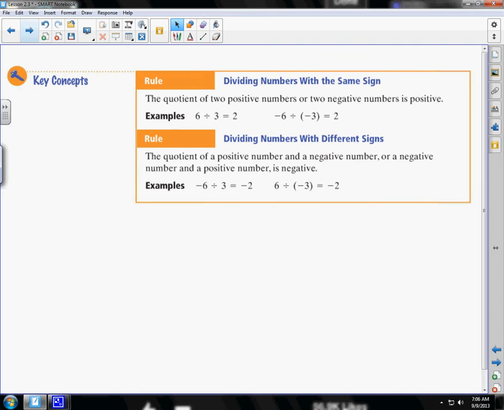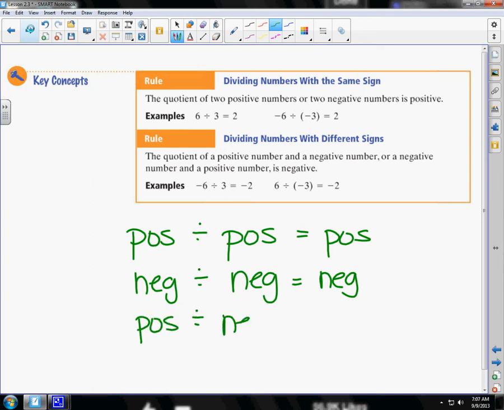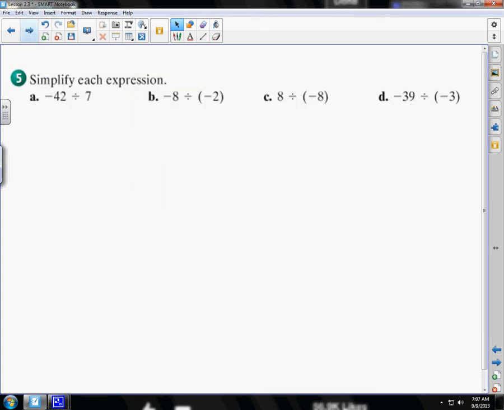All right, dividing numbers with the same sign and multiplying numbers are the exact same. So you know when I wrote a positive times a positive, it's the same. A positive divided by a positive is a positive. A negative divided by a negative is a positive. And then a positive divided by a negative is a, sorry, I wrote that wrong. This is positive and then this is negative. It's the exact same as multiplication. Okay, so try these problems quickly and then we will go over them.